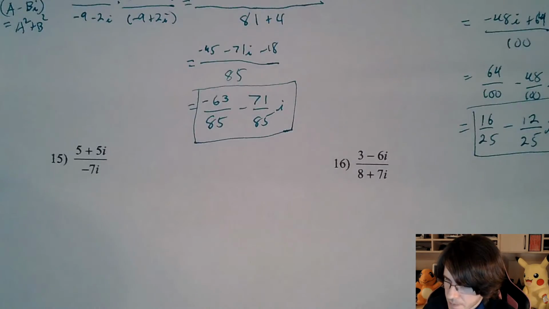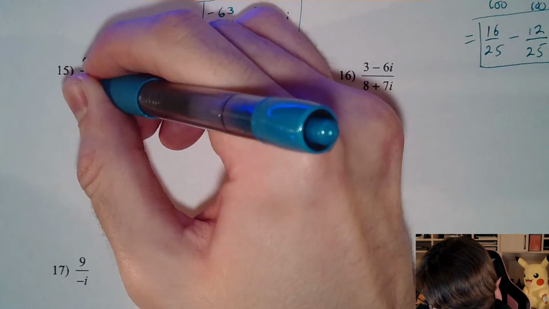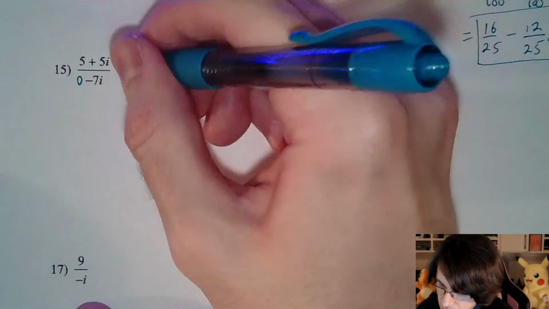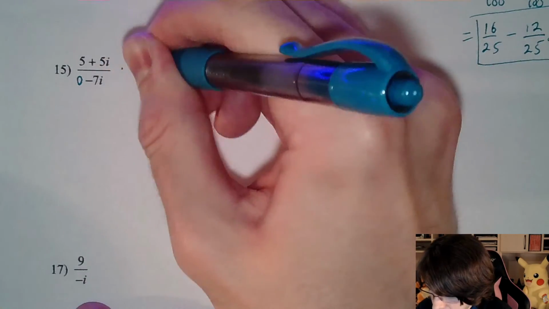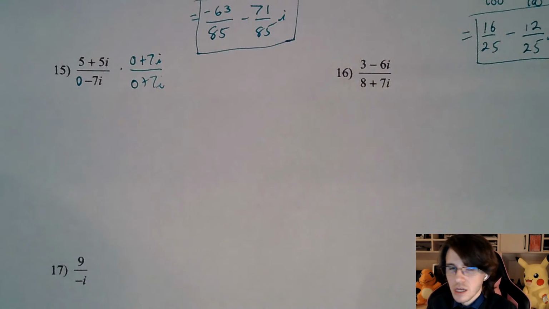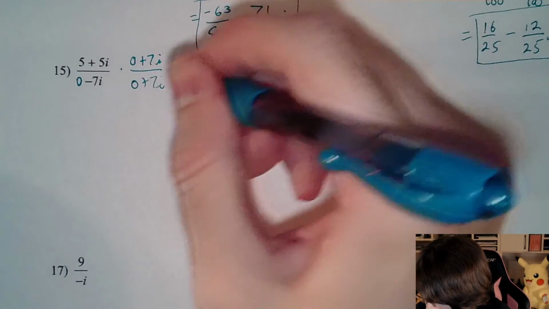Keep the ball rolling. Number 15 and 17 can be a little bit tricky to some students because they forget that there's that invisible little 0 in front right there. So you're multiplying by the conjugate of that guy, which is going to be 0 plus 7i. So it's like 0 plus 7i over 0 plus 7i. There's your conjugate. Now, technically, though, you don't need the 0 there, because it's just going to be 0 in the end anyways.